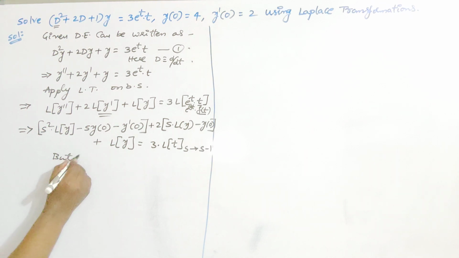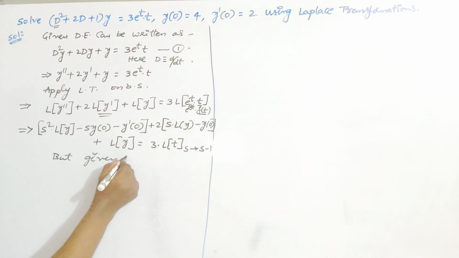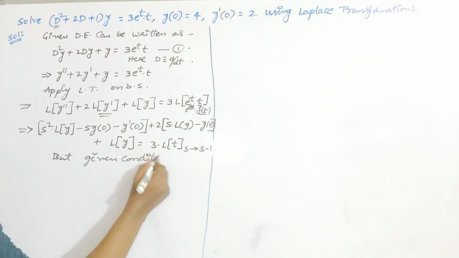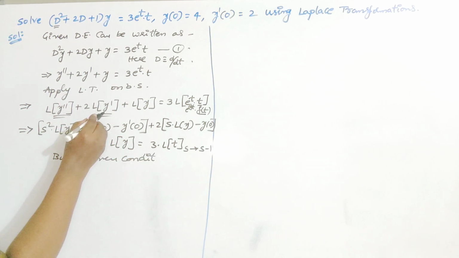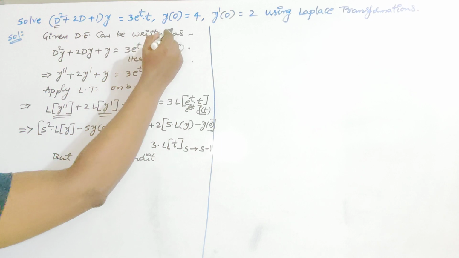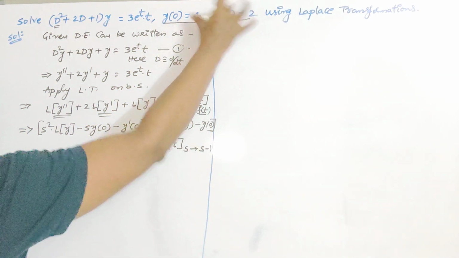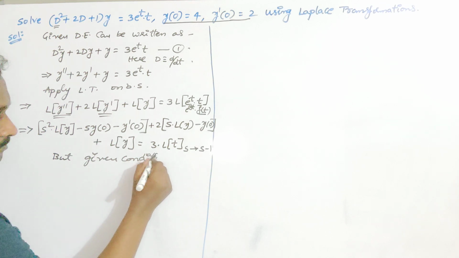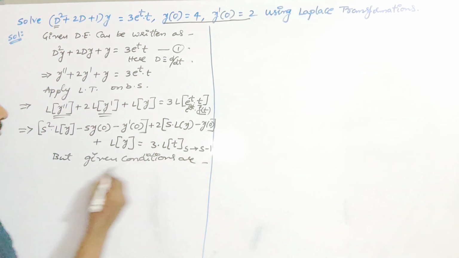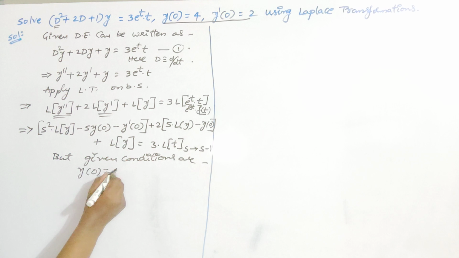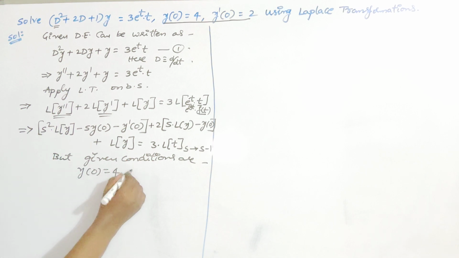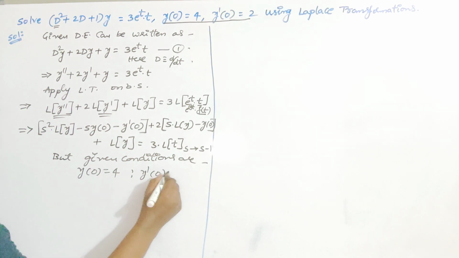But immediately we have to apply the conditions. What are the conditions? After writing the formulas for L of y double dash and L of y dash, immediately we have to apply the given conditions which are provided in the statement. The given conditions are y of 0 is equal to 4. Whenever we have y of 0, replace it by 4, and whenever we have y dash of 0, you can replace it by 2.